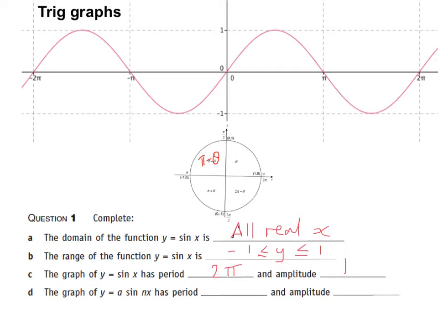Alright, but if we had a general curve y equals a sine nx, then the period is going to be 2 pi on n. This is when we start making modifications like enlargements or shrinking or moving graphs up and down. This is how you can work out what the period is going to be. So it's going to be 2 pi on n, and the amplitude is whatever number's at the front here. So the amplitude is going to be a.